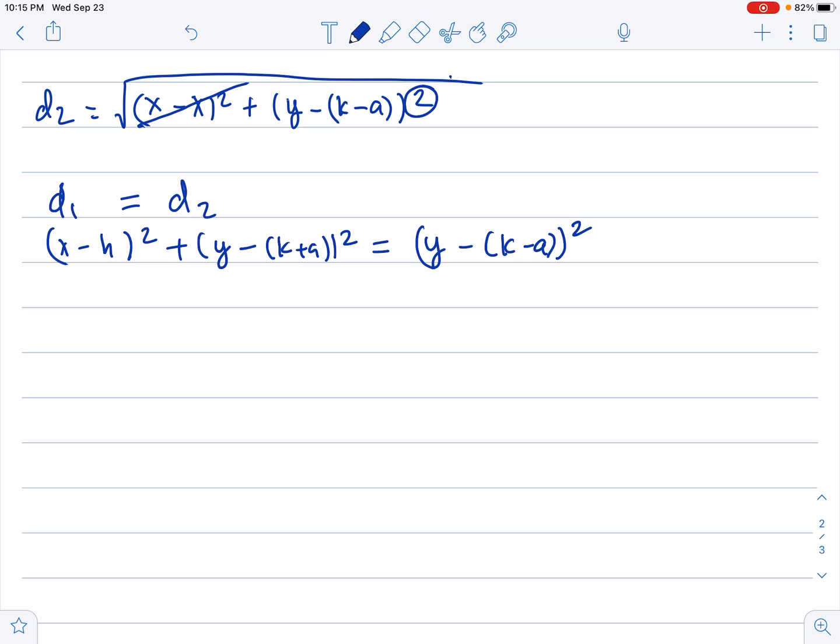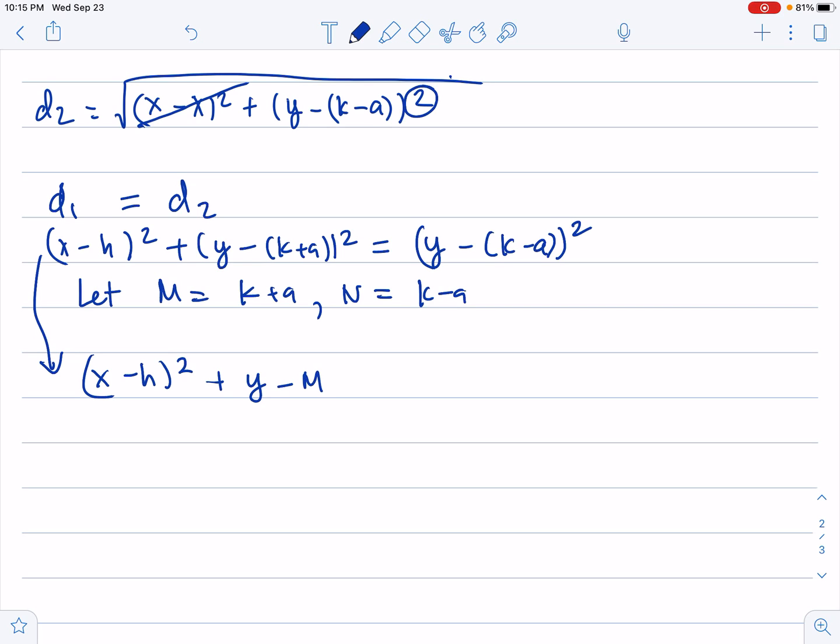Para madali, para hindi kayo mahirapan dito, no? I can do this manually, but para hindi kayo mahirapan, let m be equal to k plus a. Para dalawang letters lang gagamitin natin, and n be equal to k minus a. So this becomes (x − h) squared plus (y − m) squared equals (y − n) squared. So expanding, we have (x − h) squared. Hindi muna natin gagalawin yung (x − h) squared. Hindi pa naman siya kailangan.